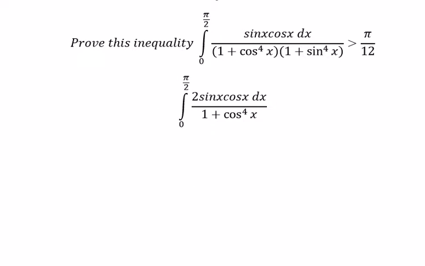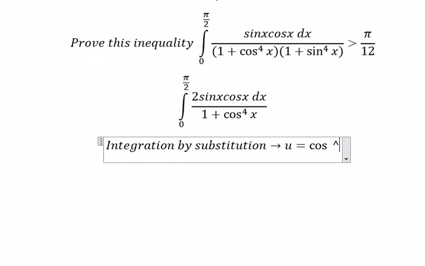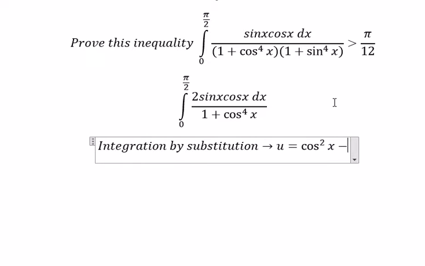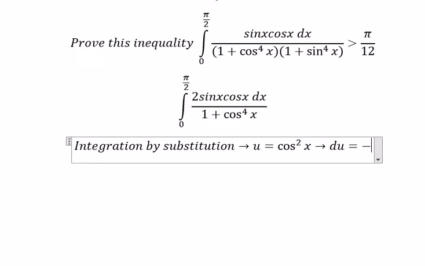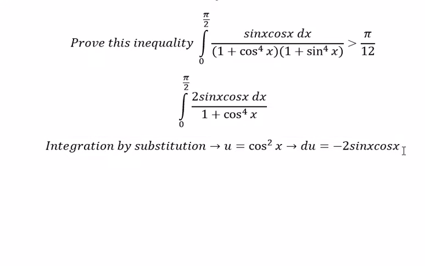Next, we need to use integration by substitution. So we put u equal to cosine x squared. The du you get is negative 2 sin x cosine x dx.